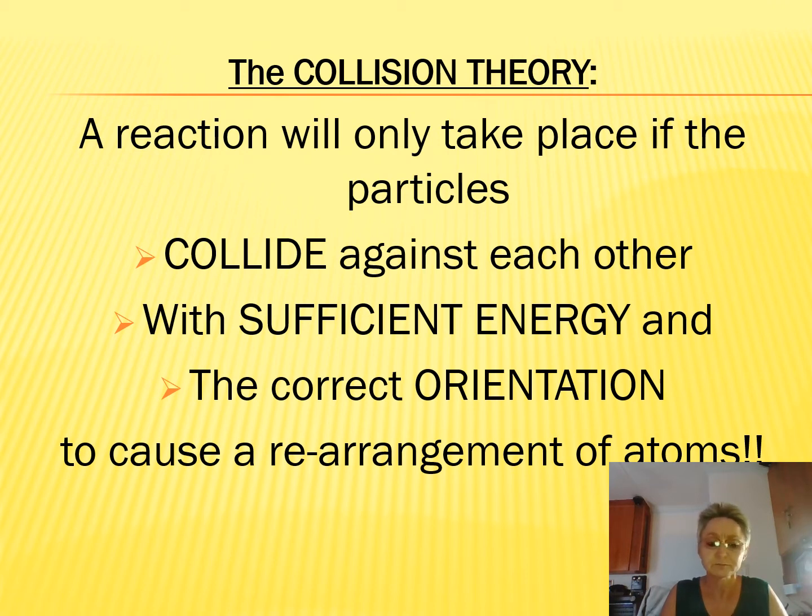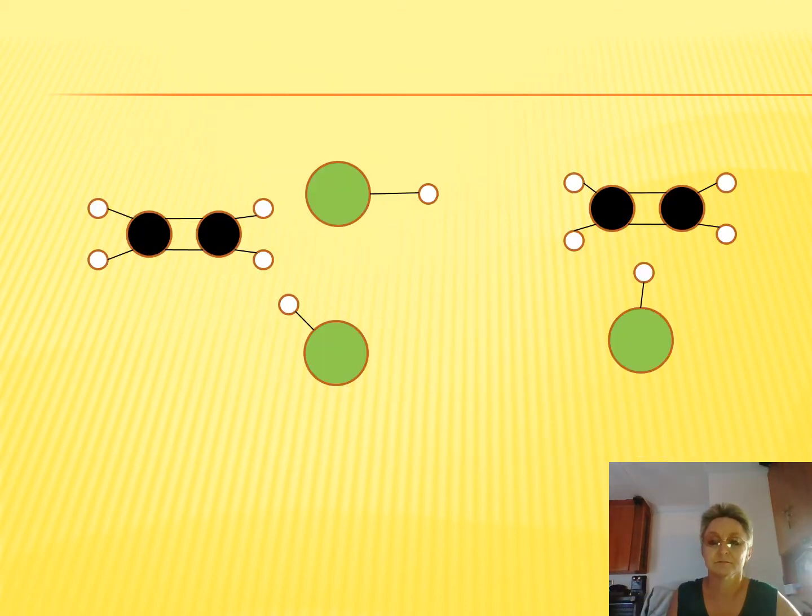So particles must collide. They can't react if they don't collide. They must have sufficient energy. So if they do not have energy greater than the activation energy, then the reaction can't take place. And then they must have the correct orientation. So let's look at particles and their orientation.